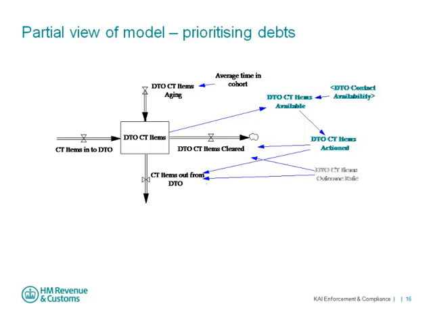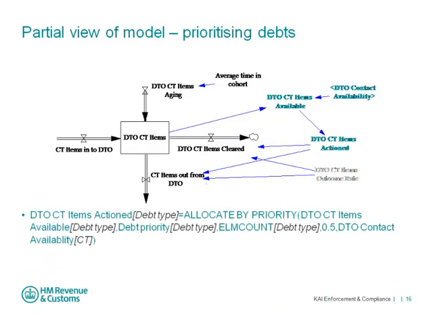So the way we work out for the model how to prioritise debts is we can determine how many items are available from our stock. We need to work out how many debts to action. And the way we do that is to use an allocate by priority function, which is a built-in function in VinSim. And we essentially say, allocate what's available according to the priorities, which is age and value, constrained by our staff, how much staffing we've got available, which is our DTO contact availability in the top right.